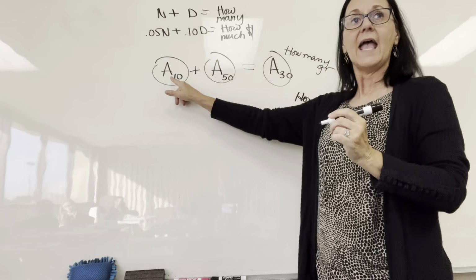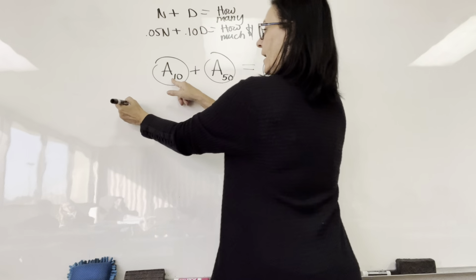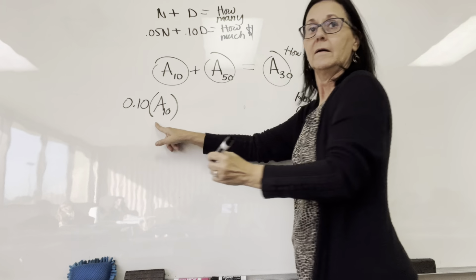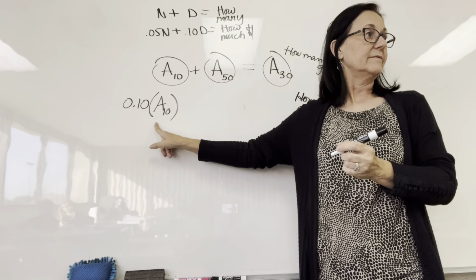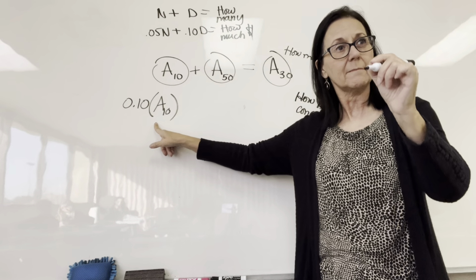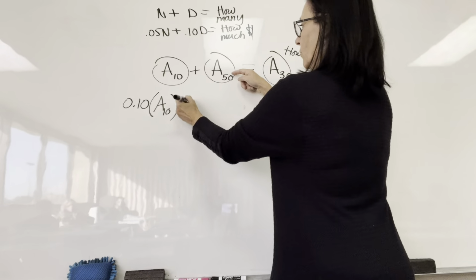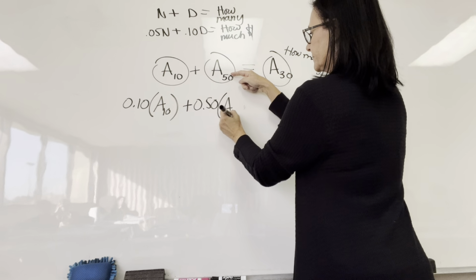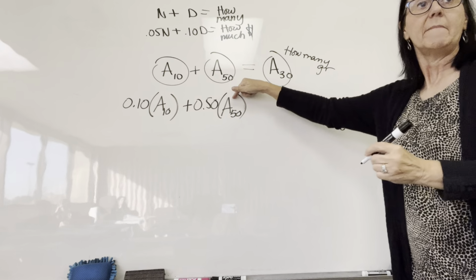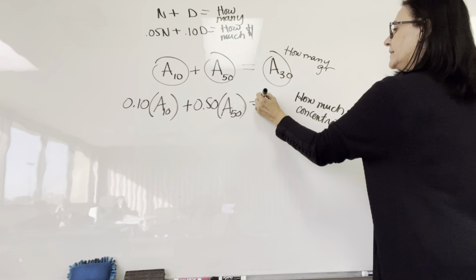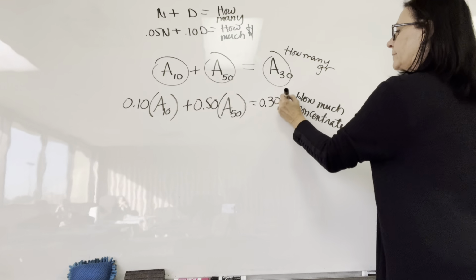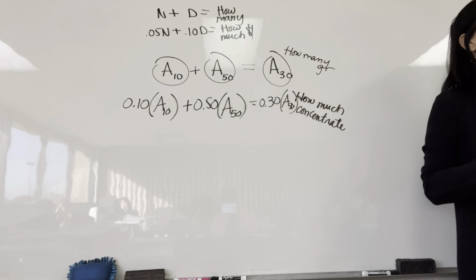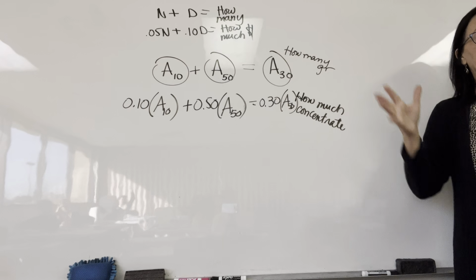Then we're going to take the concentrate and multiply it by how many grams we have. You see how this is so similar to the money? We're going to take the concentrate and multiply it by how many grams we have. Does that make sense? So you see the similarity?